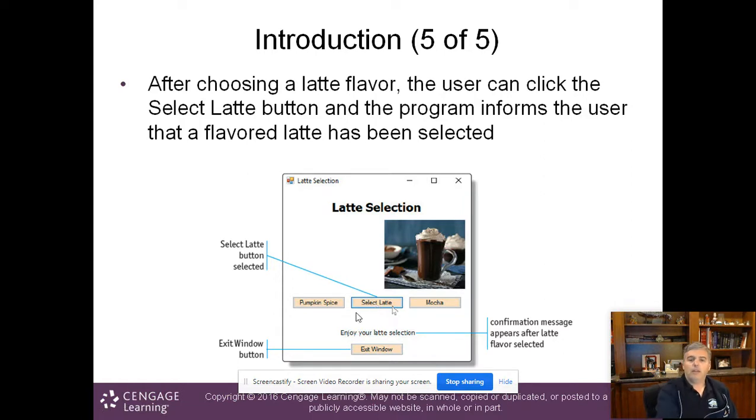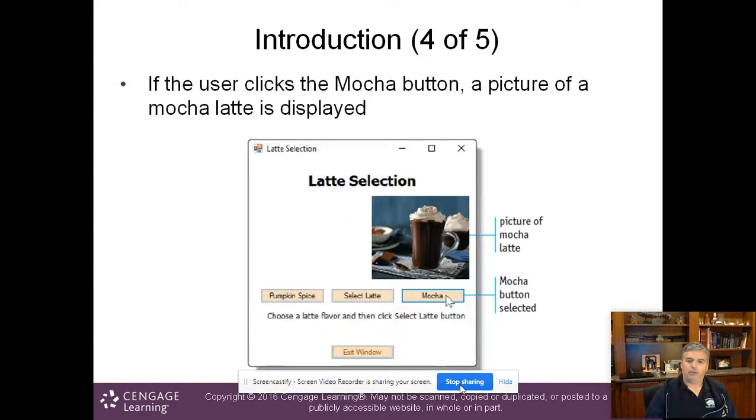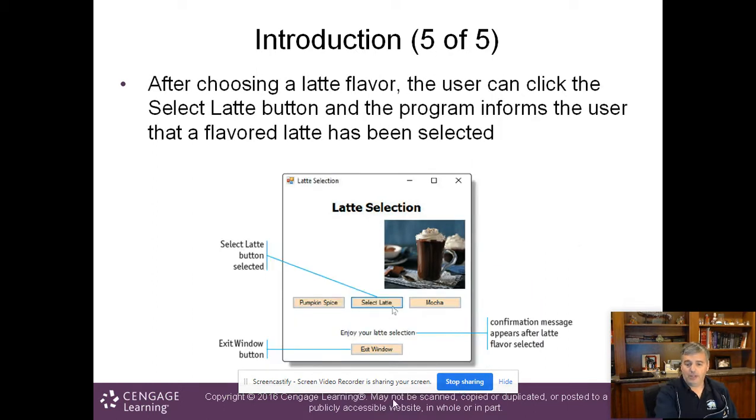And then the message that was in the previous screen, I'll show you, the message that says choose a latte flavor. When they hit select, that label disappears and you see another label that says enjoy your latte selection, and then you can exit the application. So that's basically what the finished application will do.